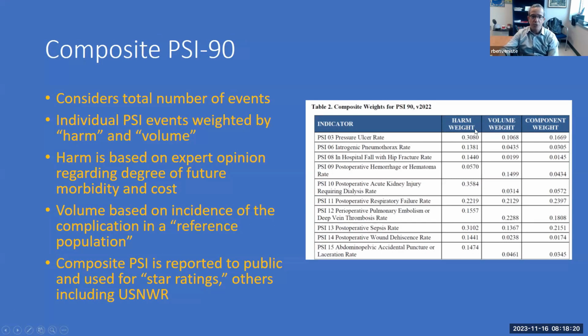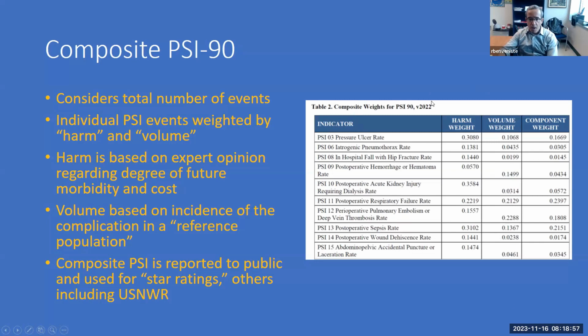Harm is how much the complication is expected to harm a patient. And it's really weird. If you look at a pressure ulcer, which of course is a bad thing, let's say a decubitus ulcer on the heel has a harm weight of 0.3. A postoperative hemorrhage, especially in our patients, has a harm weight of 0.05. I'm not sure how these are calculated. Supposedly they're based on expert committees. And then volume is how common these are expected to be in a reference population.